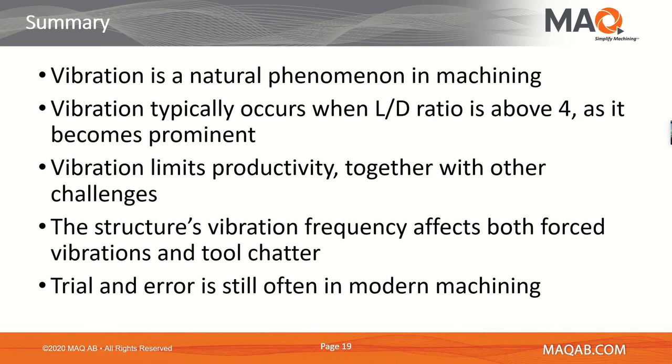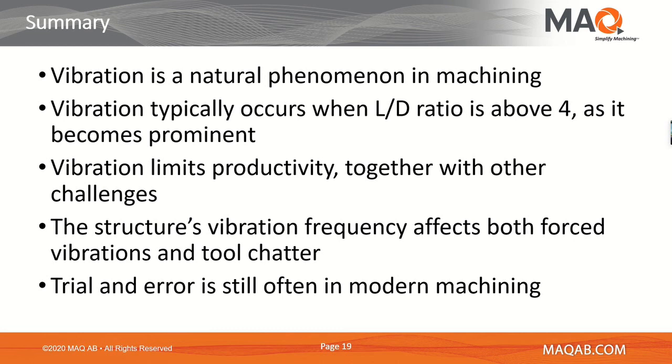So a summary for the first session. Vibration is a natural phenomenon that occurs in machining. It is caused by the metal shearing process that emits vibration waves that get transmitted into the machine tool structure. Vibration typically occurs when the L/D ratio is above 4, and that is actually because it becomes more prominent and it becomes noticed. It doesn't mean that when you have a short L/D ratio, you don't have vibrations.